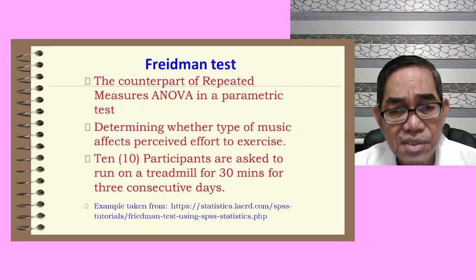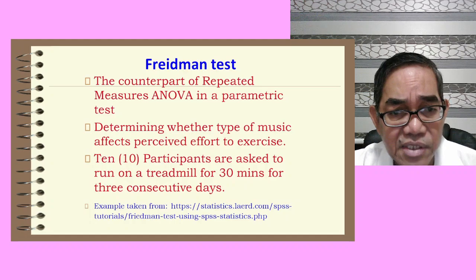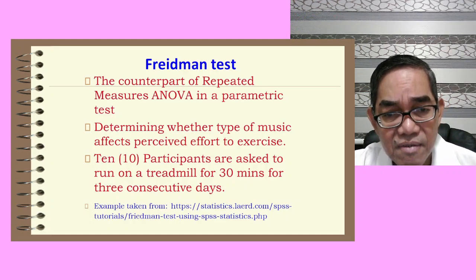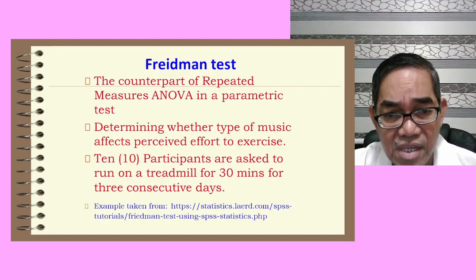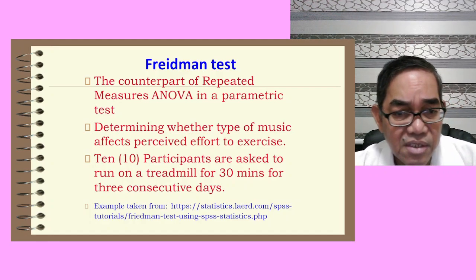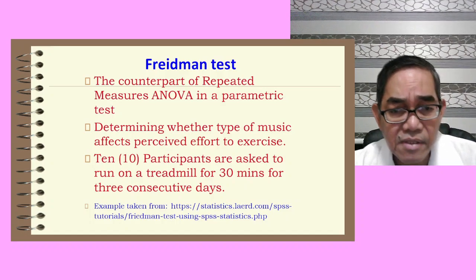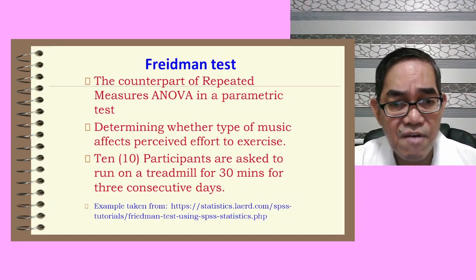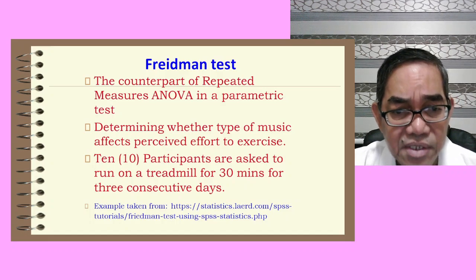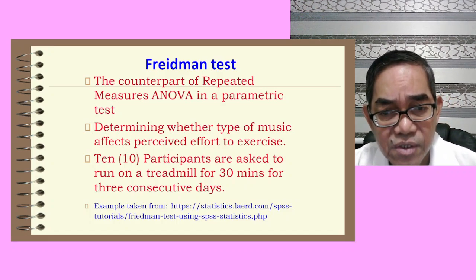Now, Friedman's test. This is the counterpart of repeated measures ANOVA in the parametric test. Non-parametric, that's Friedman's test. So, let's give an example. Determining whether type of music affects the perceived effort to exercise.